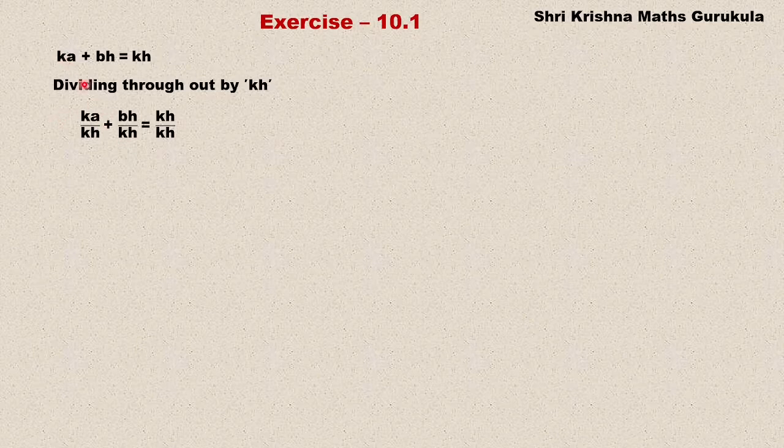Then what we get is ka by kh plus bh by kh is equal to kh by kh. Now here k gets cancelled, here h gets cancelled, and here both the terms get cancelled and it becomes 1. So it is a by h plus b by k is equal to 1. So this is what we had to prove.